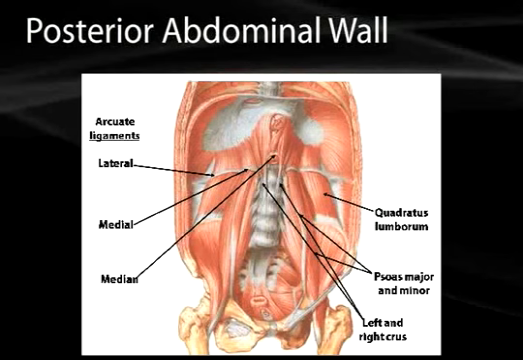The posterior abdominal wall has a few muscles and the diaphragm. We've already discussed the diaphragm itself. We need to know that there's the quadratus lumborum muscle and the psoas major muscle. Also, there can be a psoas minor, which is inconsistent and does not cross the hip.